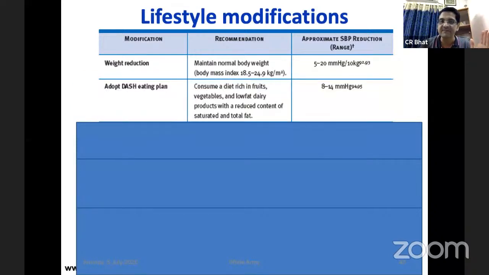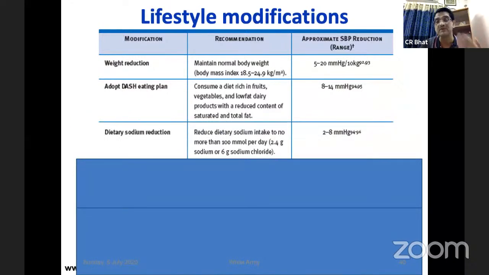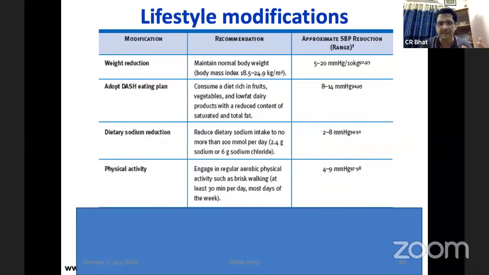Now, the DASH diet: consume a diet rich in fruits, vegetables, low fat and low salt. The blood pressure can come down by 8 to 14 millimeters of mercury. Similarly, dietary sodium reduction, avoiding added salt and salt-containing biscuits and bakery items, can all help in reducing blood pressure.